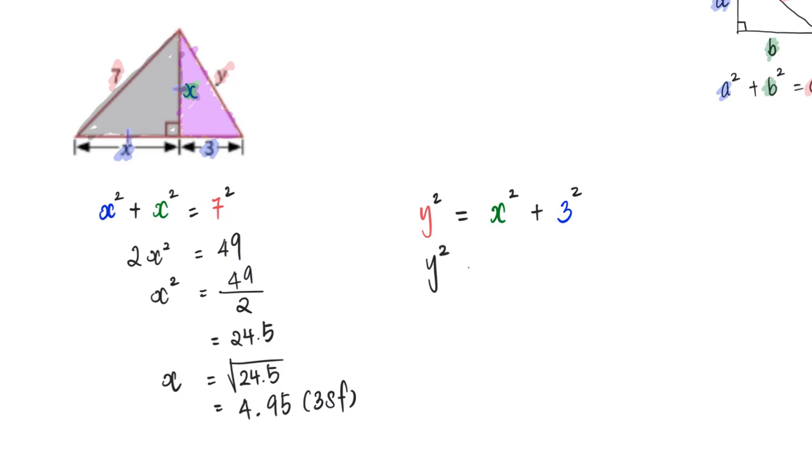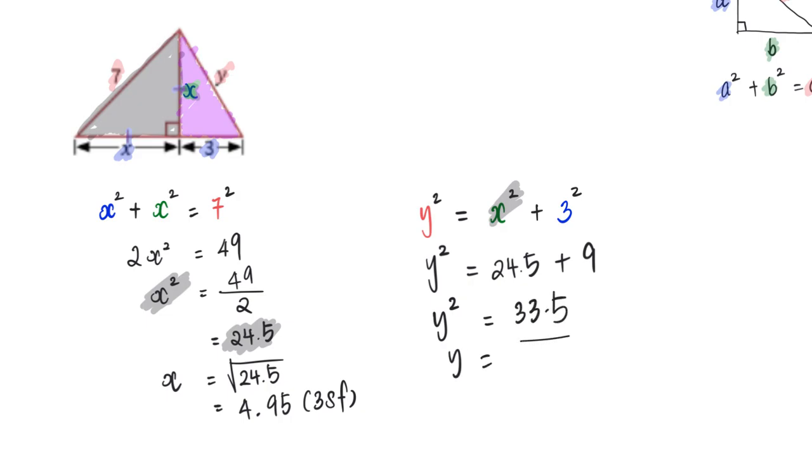So my y square is equals to x square. So it is simply, I hope you can see, what is my x square? What number is it? Yes, 24.5. 3 square is 9. So I will then be able to get this as 33.5. And from here, all I need to do is just to square root 33.5 to give me my final answer as 5.79 to 3SF.